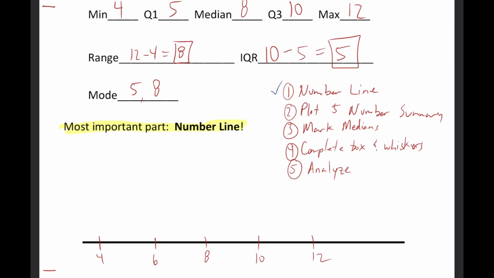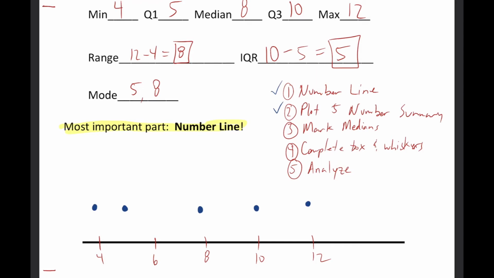All right, plot your 5-number summary. So I have a minimum. So I'm going to go ahead and put a dot up here for minimum, so at 4, dot at 12 for my maximum. I have a Q1 value of 5, a median of 8, and a Q3 value of 10. All right, so you should have exactly 5 dots for your 5-number summary above your number line.